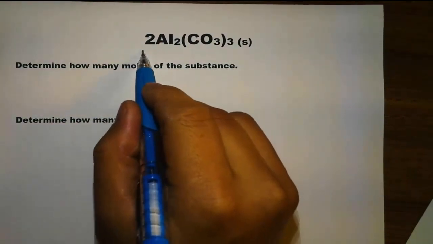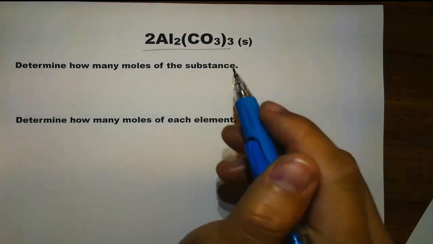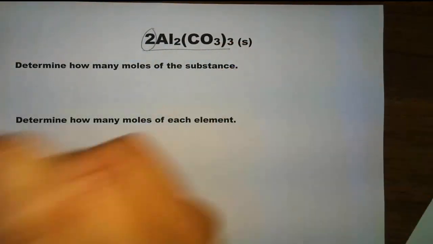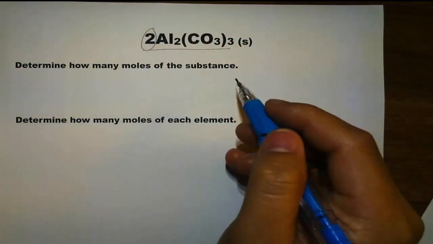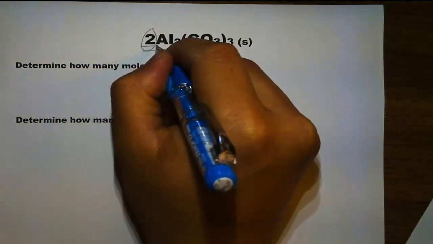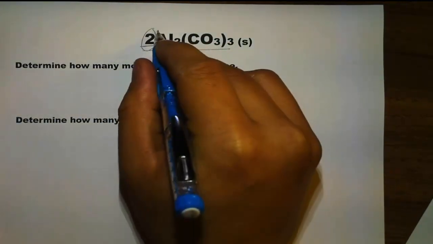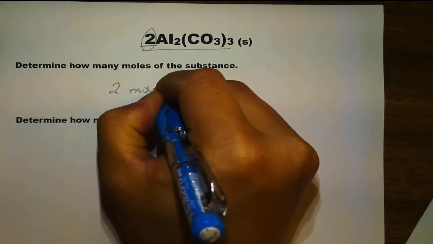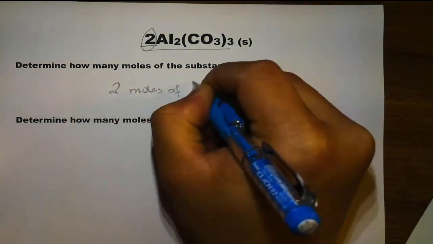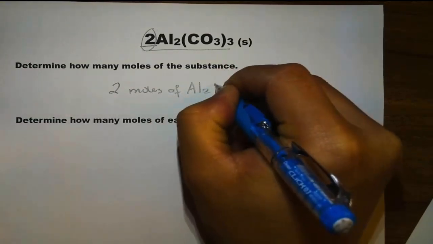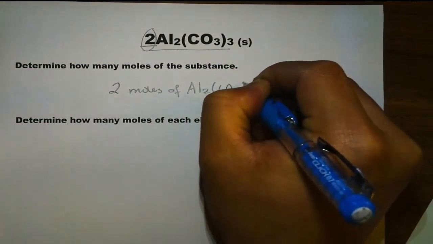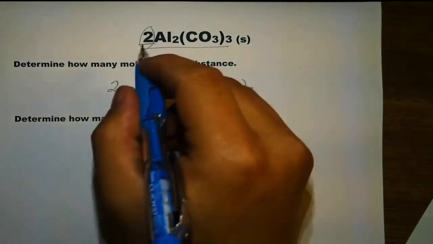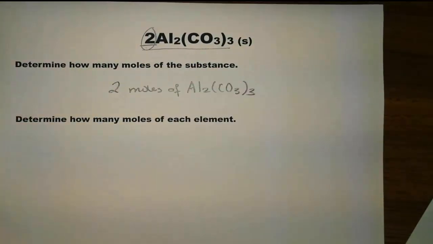In this case, we have this chemical formula right here, and this coefficient 2, and we have multiple subscripts, right? Determine how many moles of a substance. Well, that 2 right there tells you there are 2 of this whole entire substance. So we have 2 moles of Al2(CO3)3. Okay? Isn't that easy? Because of that coefficient right there.